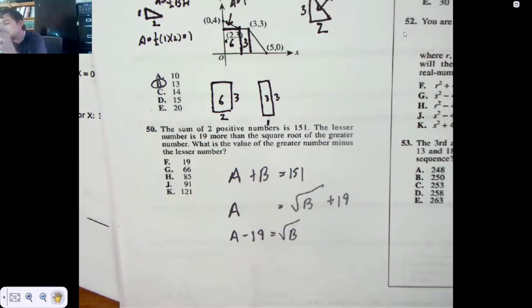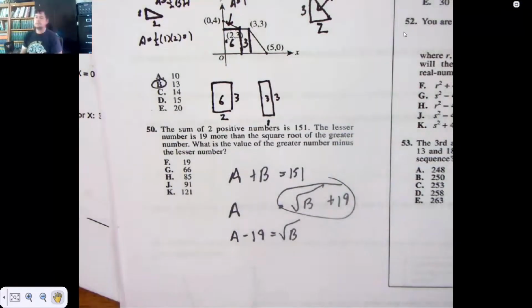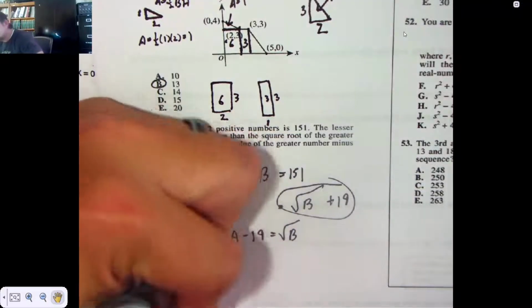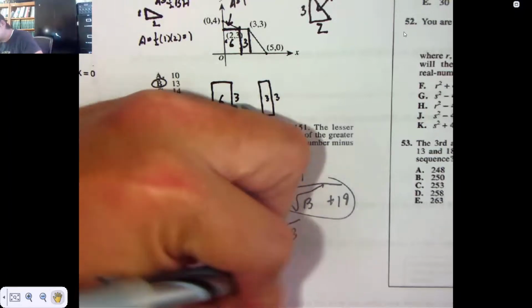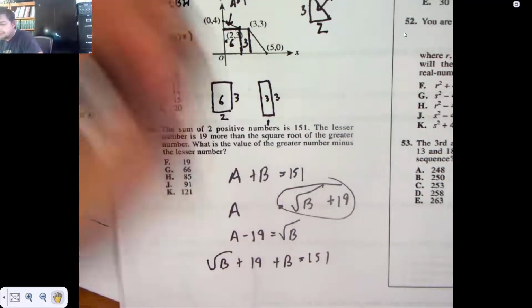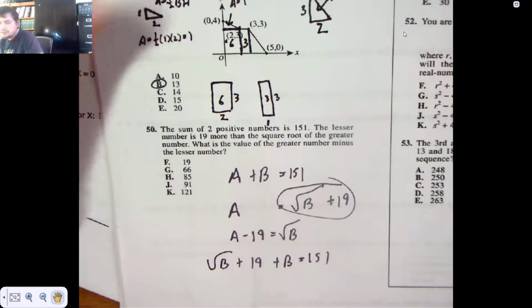Well, what I have now is I have two equations. I actually am just going to go back to this. Well, should I? I think this one gets kind of ugly no matter how you do it. Everywhere I see an A, I can replace it with the root of B plus 19. So the root of B plus 19 plus B is 151. So I'm substituting into this line right here. I was thinking about different ways of doing this, but it turns out any way you do this, the algebra is going to be a little bit ugly.